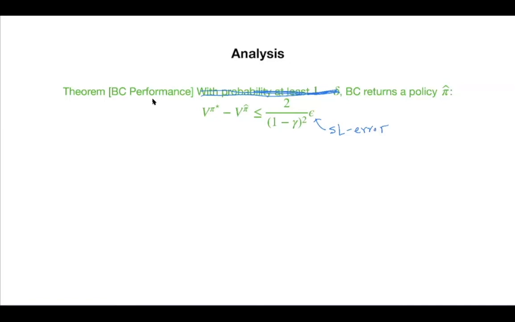All right, so to prove that, at this stage, you can probably guess what the first step is. We care about the performance difference, so of course, let's start with the performance difference lemma. I'm just writing out the performance difference lemma. For simplicity, I'm using deterministic policies, so both pi star and pi hat are deterministic.